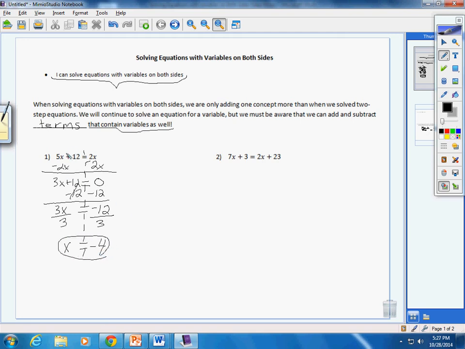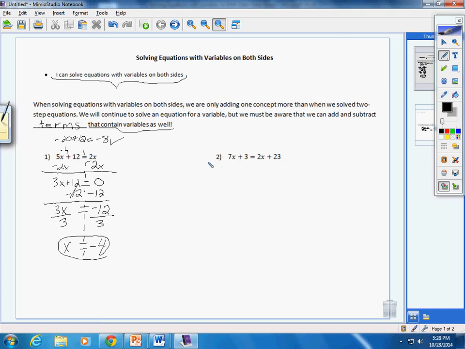Let's go up here. Negative 4. What's 5 times negative 4? It's going to be negative 20 plus 12. That better be negative 8. And then 2 times negative 4 is negative 8. So it checks. All right folks, the only new thing is that we have to remove the x's from one of the sides. We have to take them to the other side.